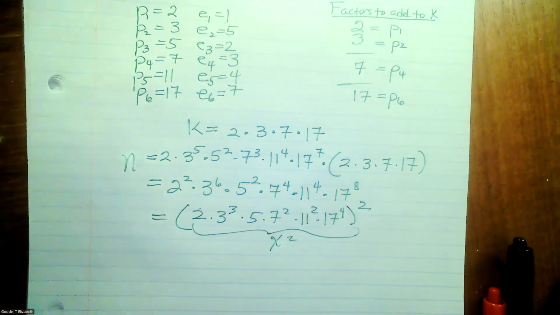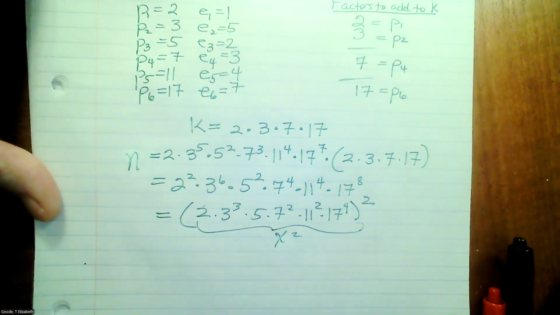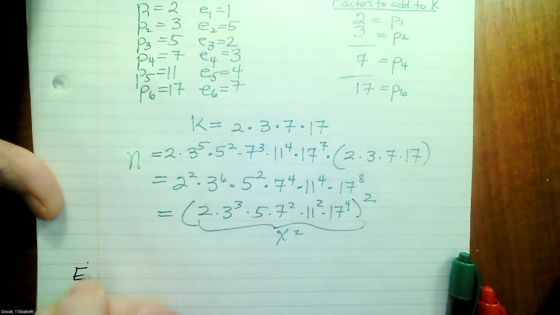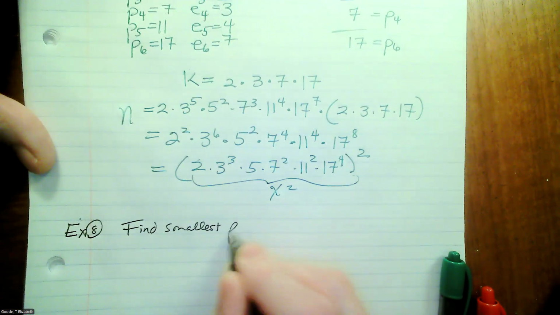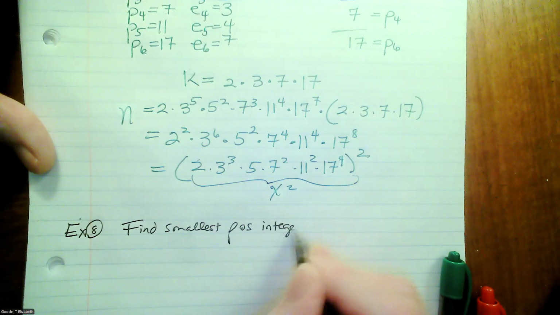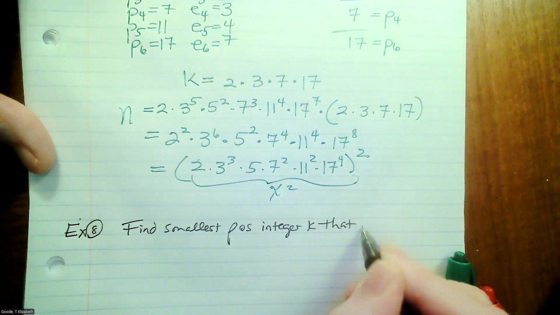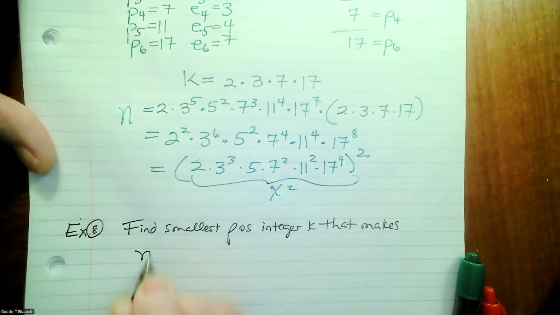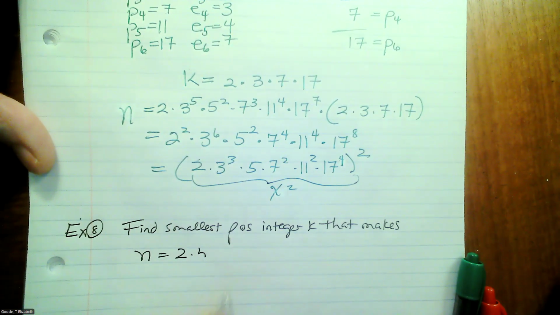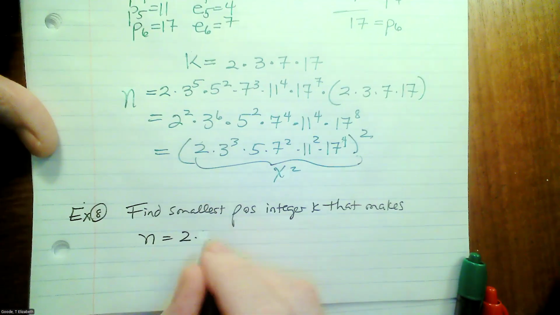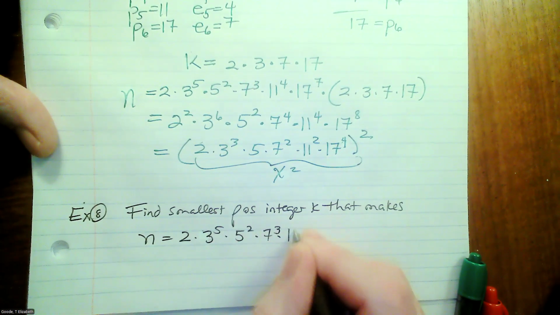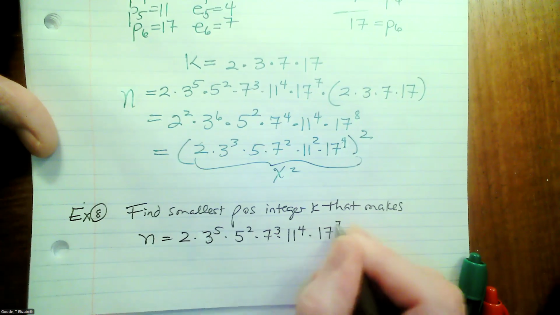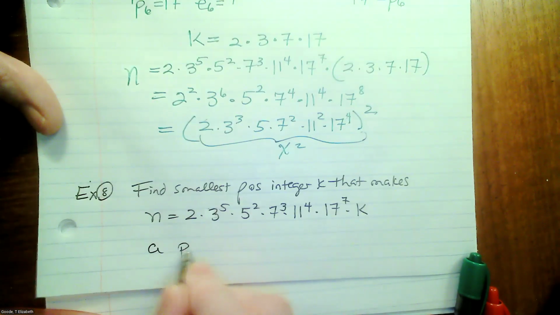Of course, we could play the same game, same n, but now the game is to find the smallest positive integer k that makes this n, which is 2 times 3 to the 5th times 5 squared times 7 cubed times 11 to the 4th times 17 to the 7th times k, a perfect cube.